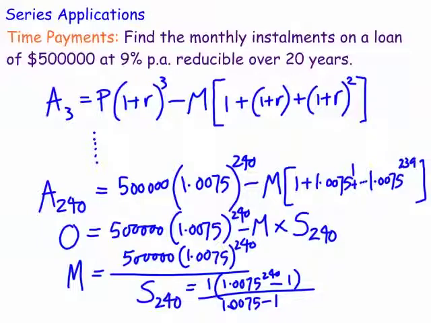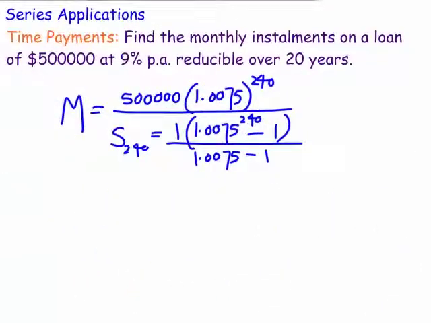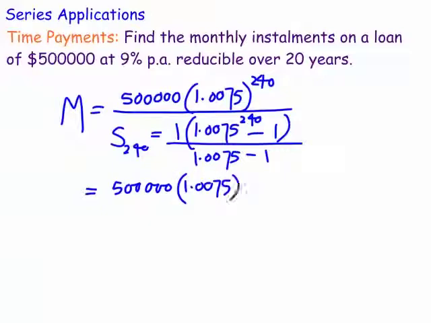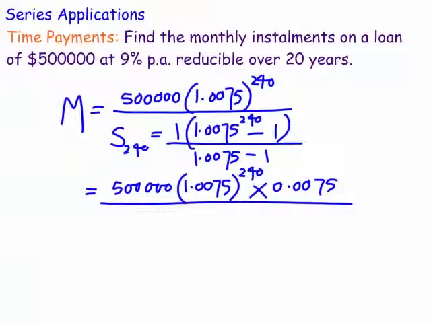How would we work this out? Well, obviously we're going to need a calculator, but the first step I would normally do is just rewrite this as 500,000 times 1.0075 to the power 240, invert and multiply by the fraction on the bottom here as 0.0075, and then divide all that by 1.0075 to the 240 minus 1, which you probably keep in brackets.